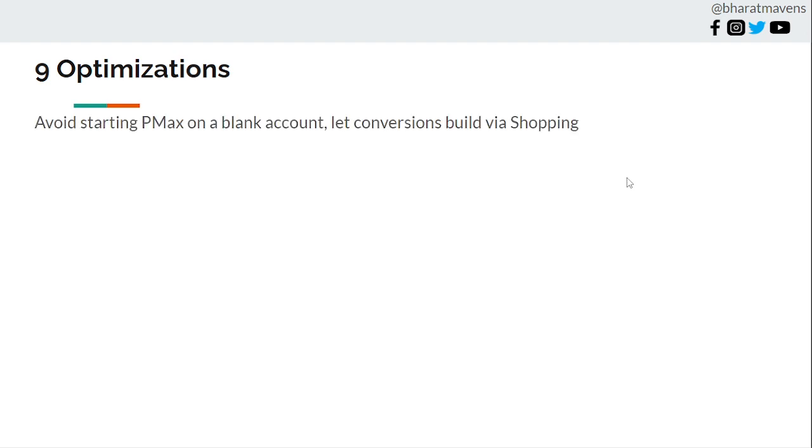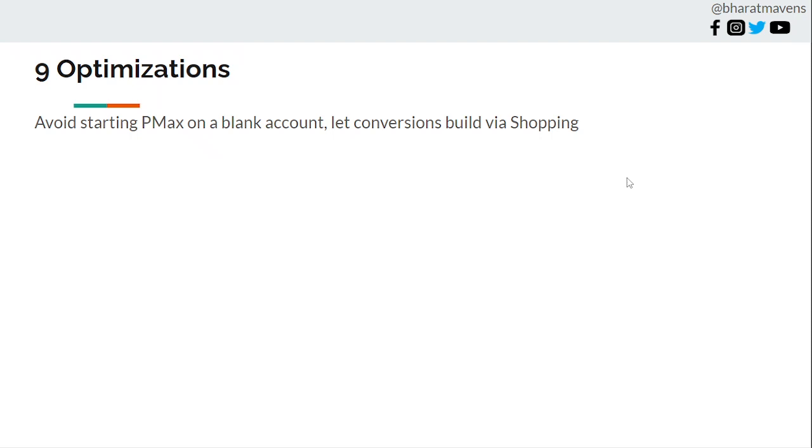Number 1, avoid starting PMax on a blank account. Let conversions build through a shopping campaign. We would advise at least 30 conversions per month on the shopping campaign before you actually start with the PMax campaign. We have started PMax campaigns on a blank account, yes, but whenever we have, it has taken at least 60 to 70 days just to break even on the ROAS, and that is across multiple niches, across multiple accounts.